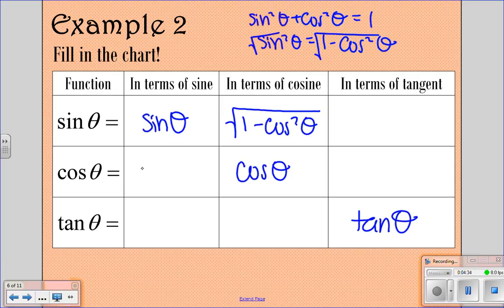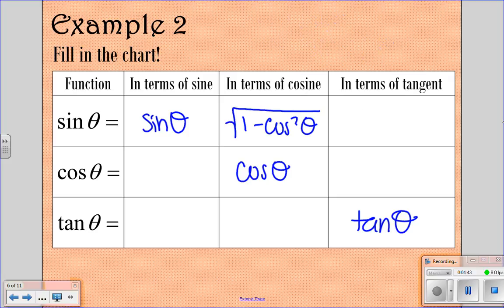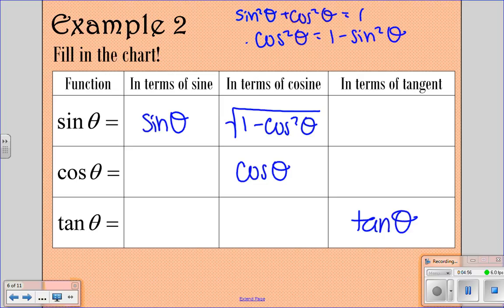For the cosine in terms of sine, we would use the same concept. So we would have sine squared plus cosine squared equals 1. And then we're going to solve for cosine squared theta. So we're going to have 1 minus sine squared theta. And then to solve for cosine, you would just take the square root of both sides. So the cosine of theta would be the square root of 1 minus sine squared of theta.